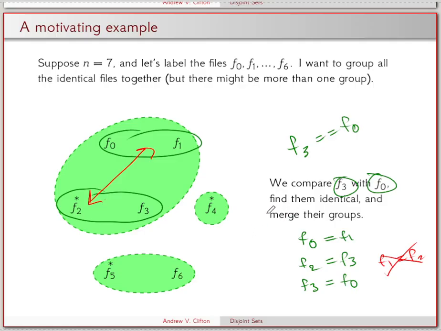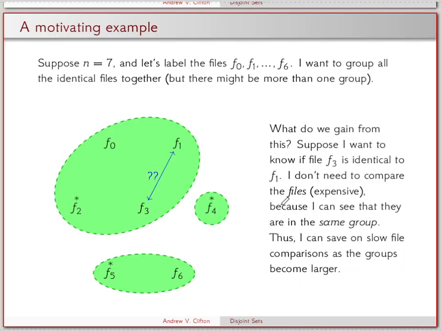So at this point, this is where I start getting to kind of skip comparing my sort of expensive things here, because I can just say, oh, they're in the same group. I know that they're equal. I don't need to compare them byte for byte there like that. Again, if I compare like F1 and F3 here, I'm like, are those two equivalent? Well, I don't need to compare them byte for byte. I just say, oh, they're in the same group, so they must be equivalent there like that. So it sort of lets me save on my sort of slow file comparisons as the groups become larger.